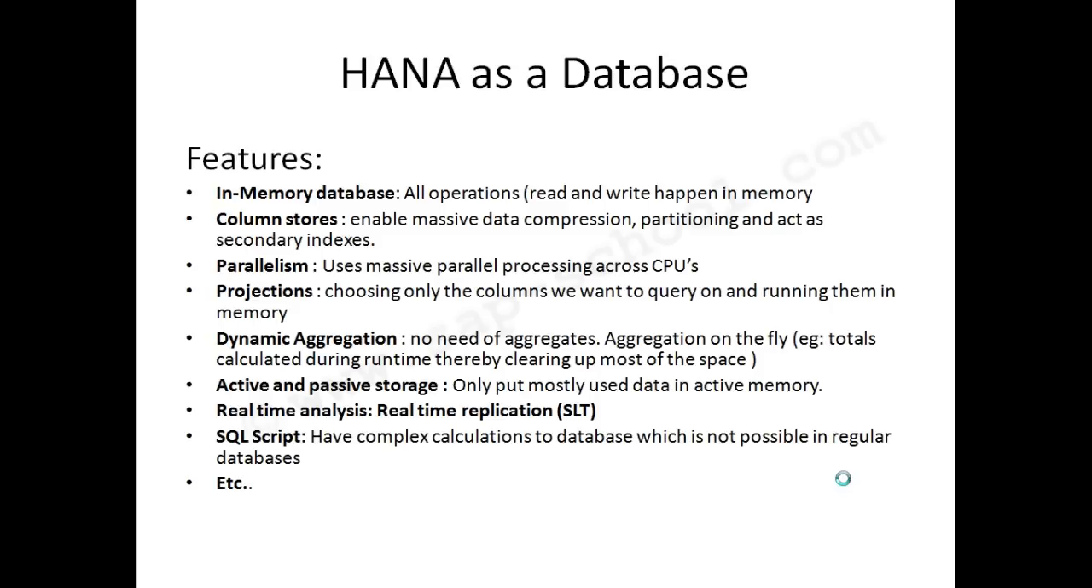So the next is active and passive storage. So what it really means is you only use the data which is active, like current year data can be in active mode, and the rest can be stored as what's also called cold storage. So you don't have to have all the data in memory. You only need to have data which is used mostly, like, as I said, current year or current fiscal year. Only that data can be put in memory and used for computations.